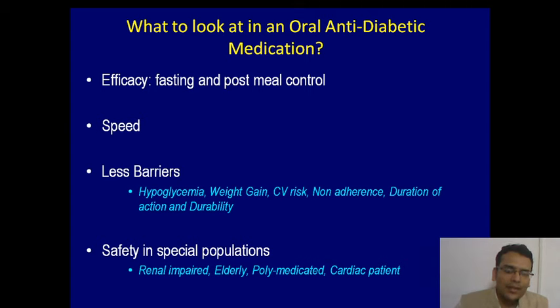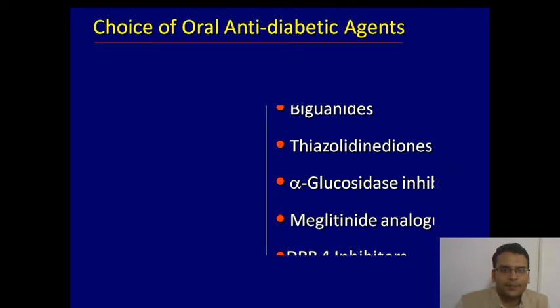So if a drug is having more hypoglycemia potential, it is one of the barriers. Weight gain, whether the drug causes weight gain, whether the drug is associated with improved CV risk, that becomes a favorable factor. Whether the drug is associated with a regimen which causes non-adherence, or which is associated with side effects which are likely to cause non-adherence, duration of action and durability, and safety in special population, for example renally impaired patients, elderly and cardiac patients.